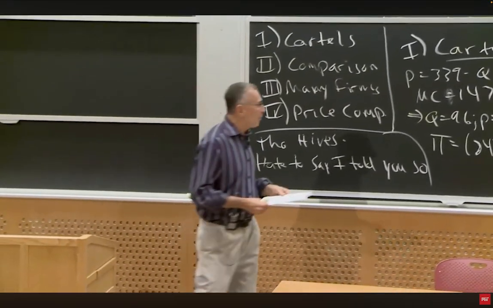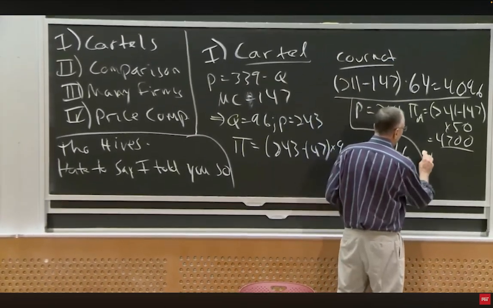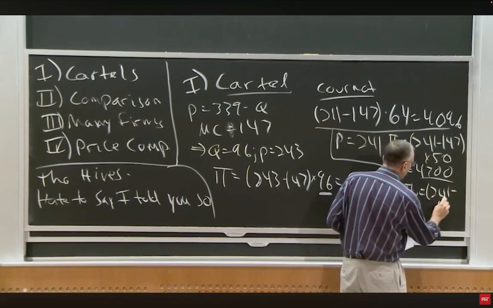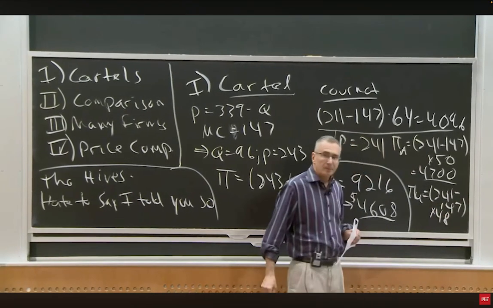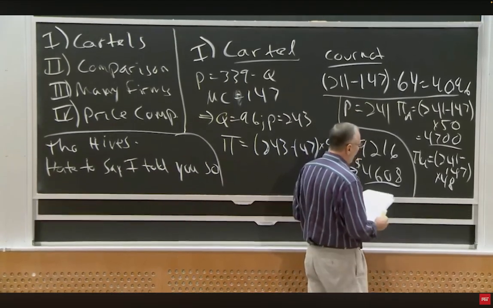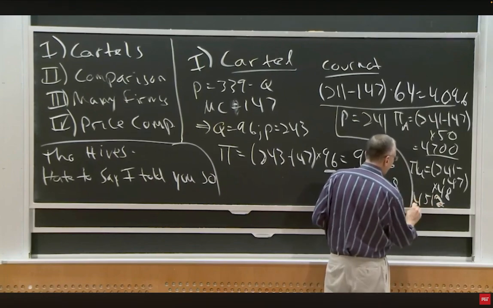Well, what's United's profits? Well, I think you know the answer. United's profits have gone down. What's United's profit? Well, it's 241 minus 147, but they're still only doing 48 flights. So their profits fall to 45.12. Sorry, this is getting compressed.